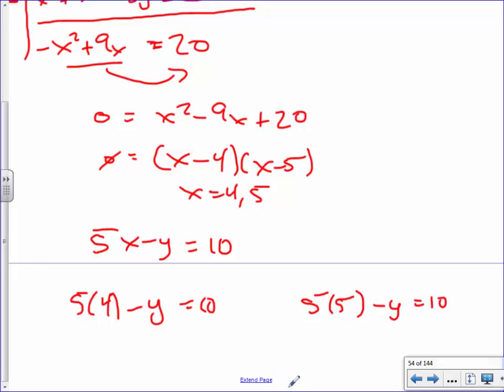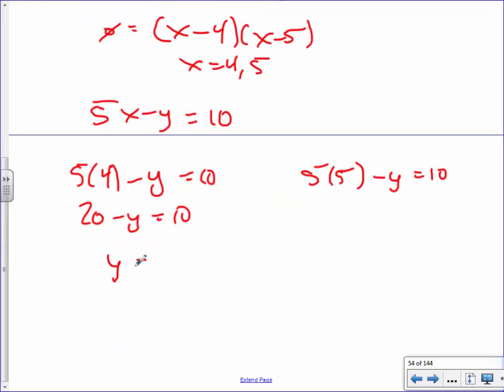So let me know if I lose you. I'm just going to go a little faster because it's just arithmetic here. That's 20 minus y equals 10. So y must equal, okay, be really careful here. If I subtract 20, that would give me negative 10, and they're both negative, so positive 10. 20 minus what equals 10? 20 minus 10 equals 10.